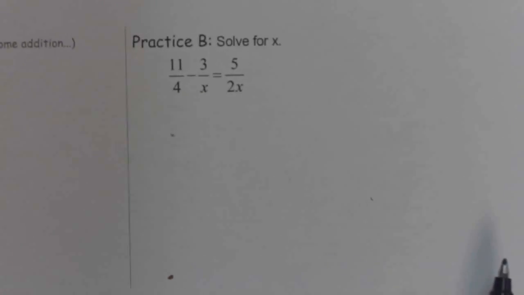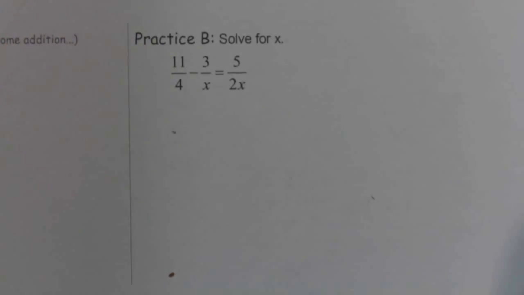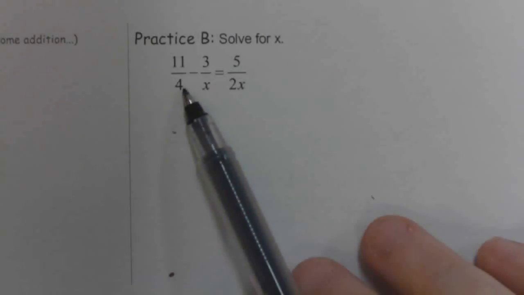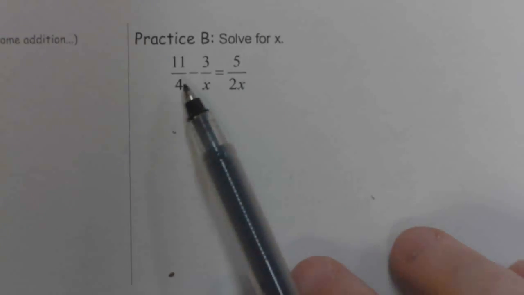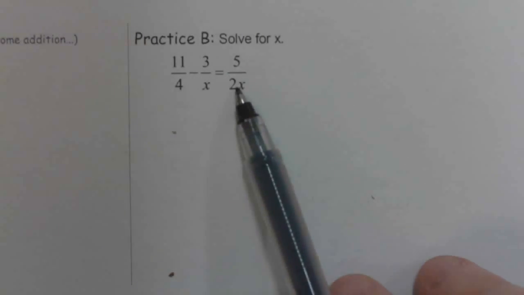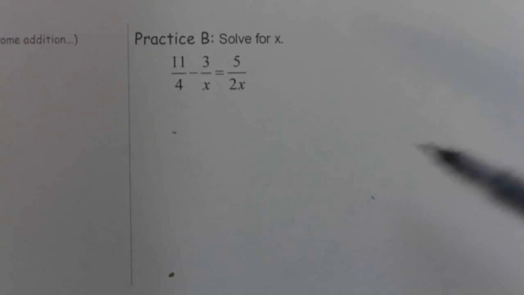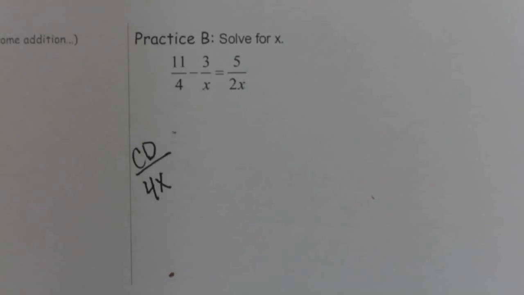So look at this next problem and tell me what the common denominator is. 2x. Is it 2 or is it 4? It's 4. It's got to be 4x, right, because of the 4? Because the common denominator between the 2 and the 4 would be 4. And then you just grab one of the x's. So my common denominator is 4x.